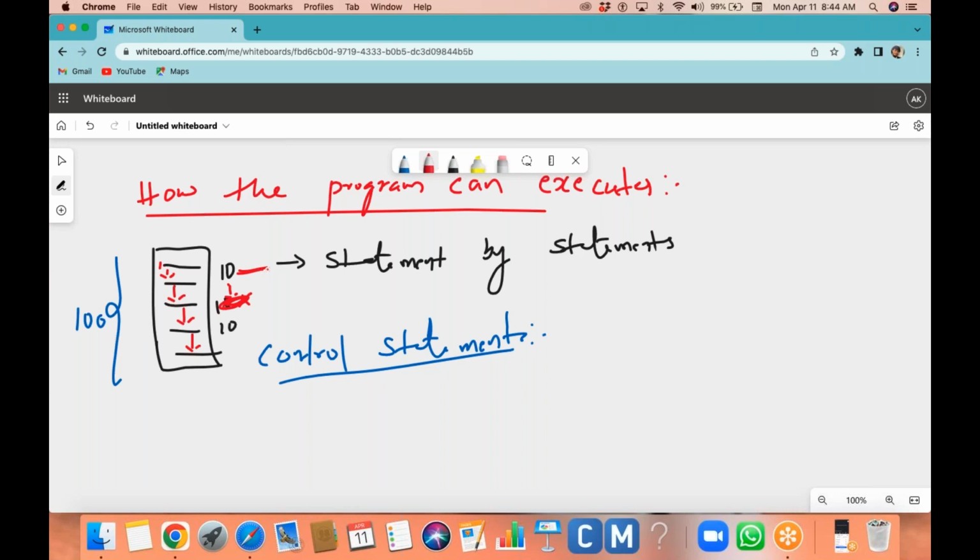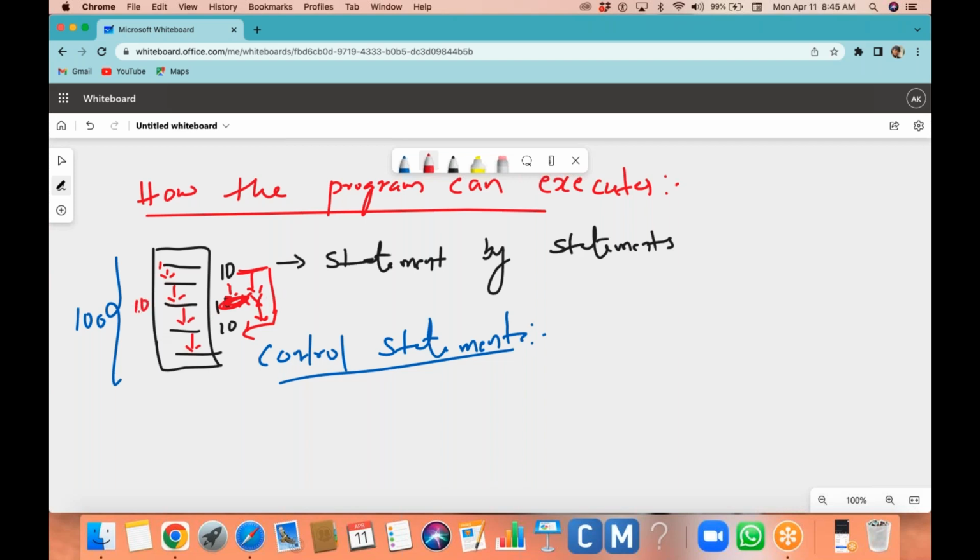After execution of these 10 lines, I want to skip this particular portion and go for the next statements. The flow of execution of the program could be line by line, but sometimes you want to skip some iterations, some statements, or some block of statements.